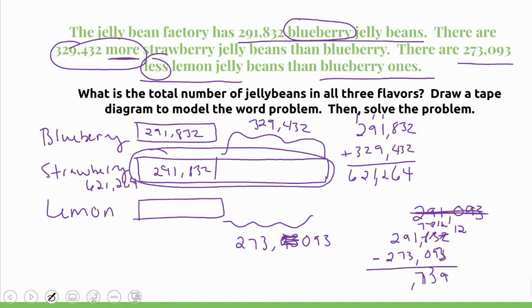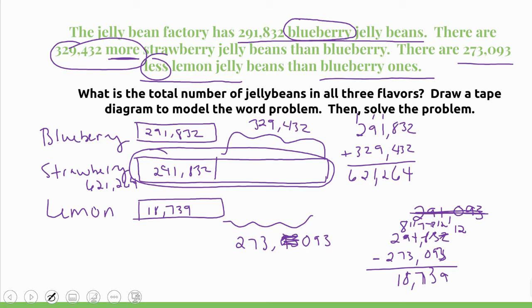1 take away 3, not happening. That 9 is going to have to turn into an 8. 11 take away 3 gives me 8. 8 take away 7 gives me 1. 2 take away 2 gives me nothing. So that means I've got 18,739 lemons.